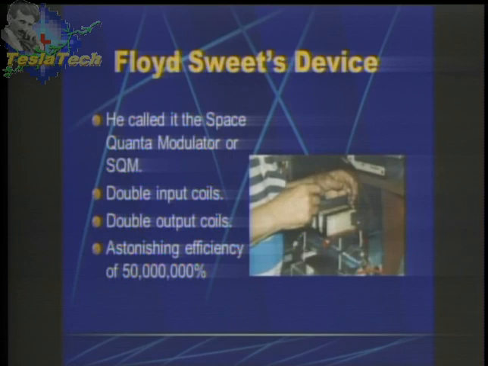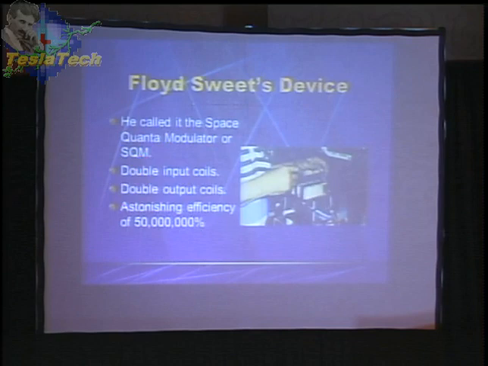When you start looking at the architecture of his device, you see the arrangement that he has here. What he really has are a set of double coils, and you'll see that in all his devices. Again, he called it the Space Quanta Modulator. It had these double input coils and double output coils.